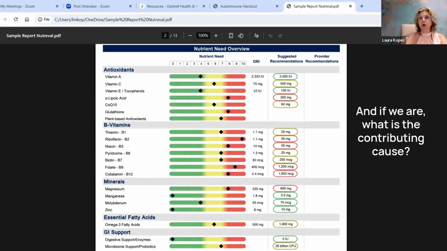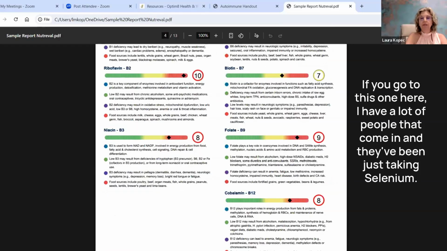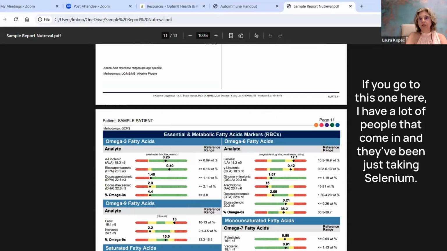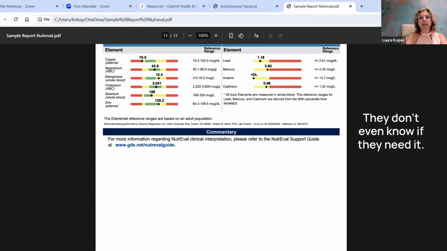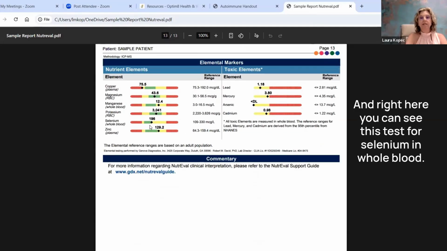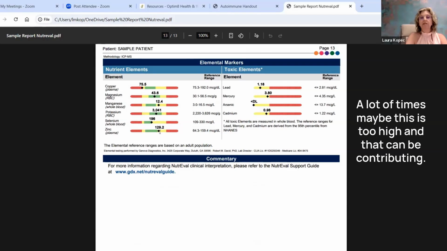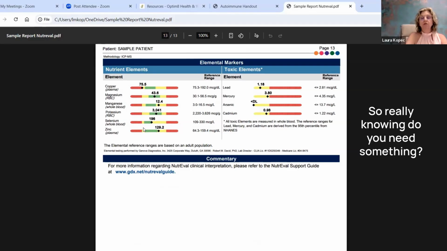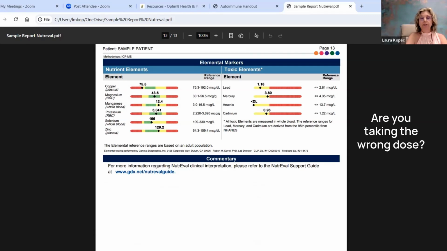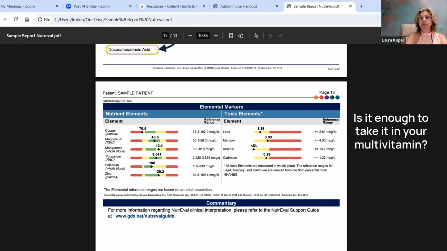And if we are, what is the contributing cause? If you go to this one here, I have a lot of people that come in and they've been just taking selenium. They don't even know if they need it. And right here, you can see this test for selenium in whole blood. A lot of times, maybe this is too high, and that can be contributing. So, really knowing, do you need something? Is it too high now? Are you taking the wrong dose? Is it enough to take it in your multivitamin?